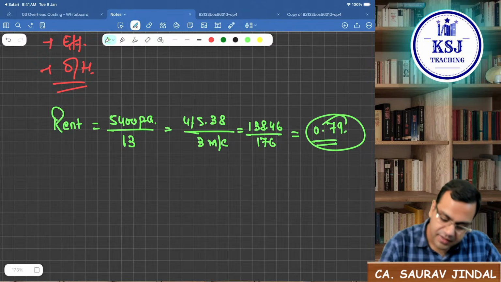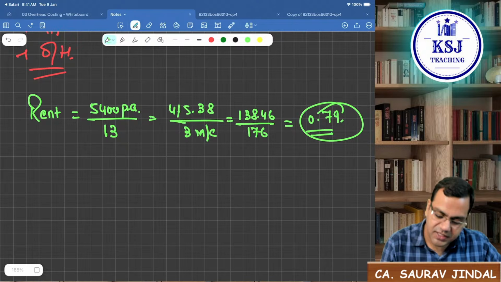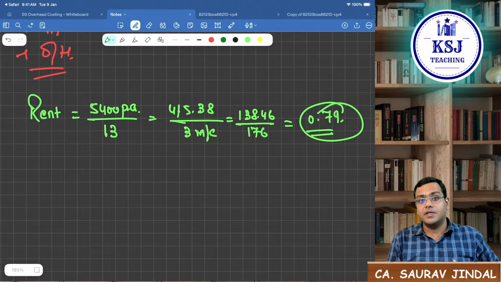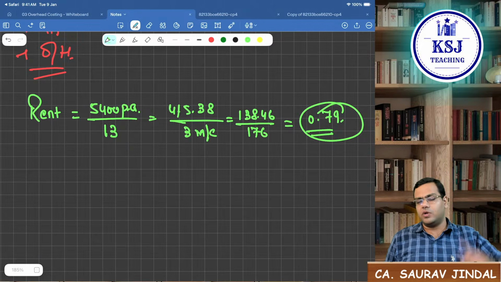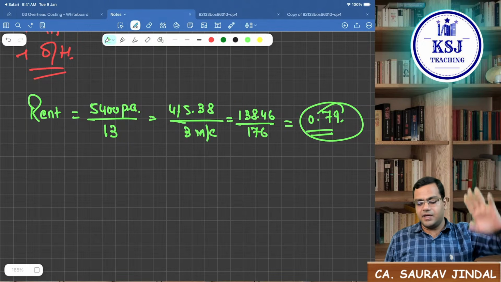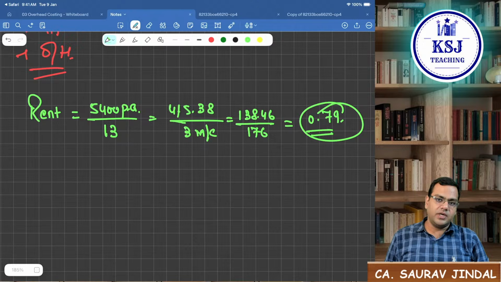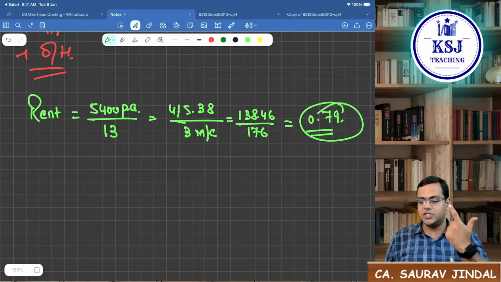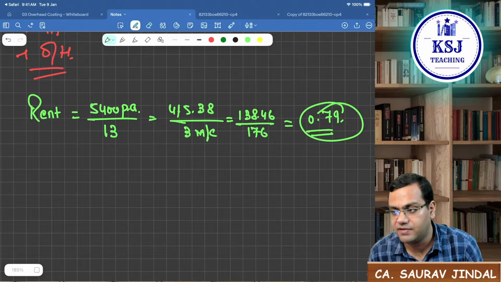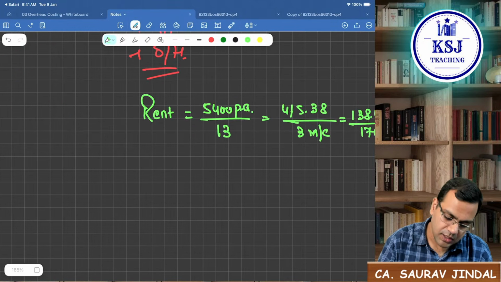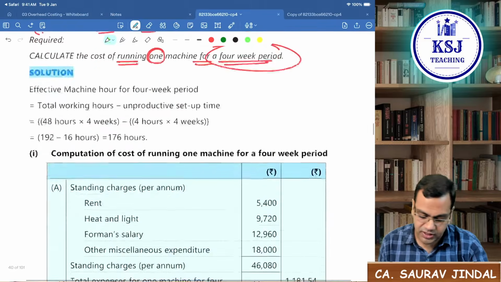Is this clear? Is the rent part clear? First 5400 per annum. In the full year, there are 13 4-week periods. I want the cost for just 1 period. So I divide it by 13. 415.38. Now this is the cost for the whole department. In the whole department, there are 3 machines. I want to know it for 1 machine. So I divided it by 3 machines. Now I want the cost per effective machine hour. So I divided by effective machine hours also. Is this clear? So rent calculation, I have done it like this.